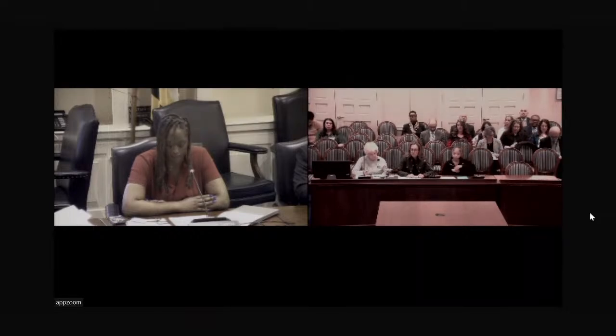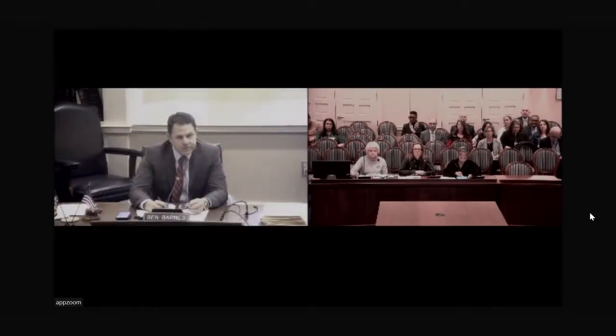This bill is in the same posture as the bill that passed the committee last year, 21-0. There are no amendments. Mr. Chair, move the bill. All right, the bill has been moved and seconded. Is there any discussion? If not, roll call.